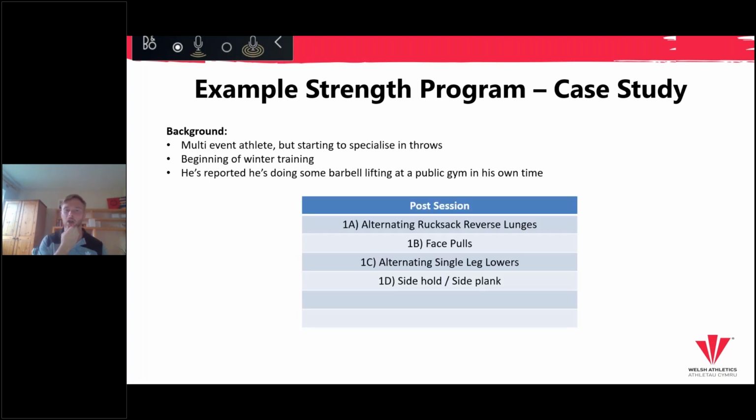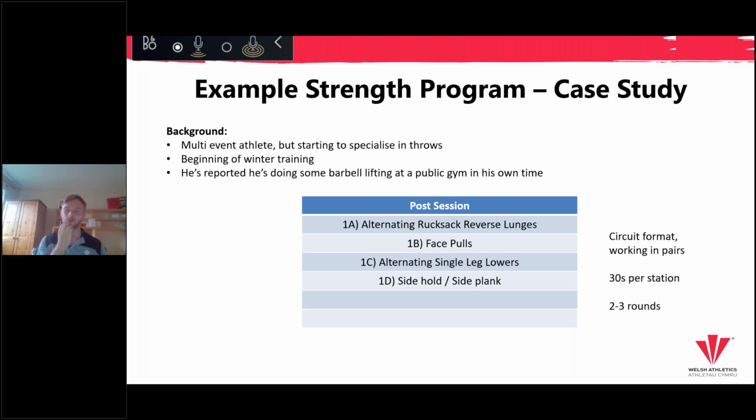So this might be what a session might look like. Beginning of winter training, so I'm keeping it short and sharp. So only a 10 minute circuit, four exercises: reverse lunges with a rucksack, some face pulls to balance out the shoulder musculature, and some core work as well. So again, what he's probably not doing in his own time in the public gym.